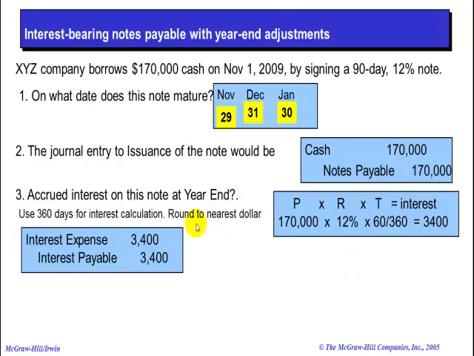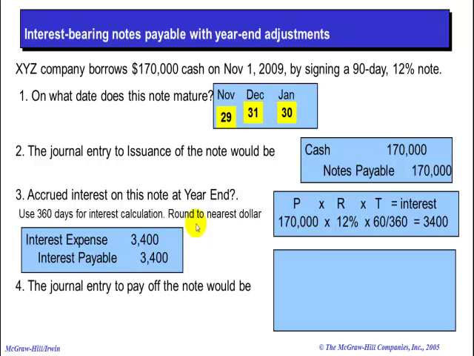And then the next thing we're going to do is make the journal entry to record paying off the note. So we will debit interest expense for $1,700, and this represents the interest that we owe in the month of January for the current period, for the current year.